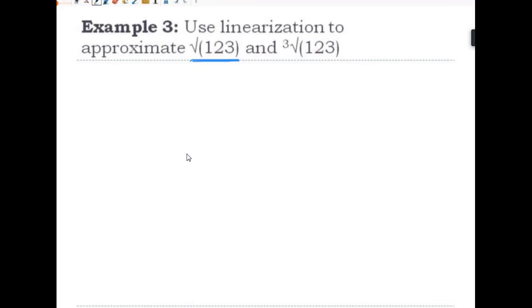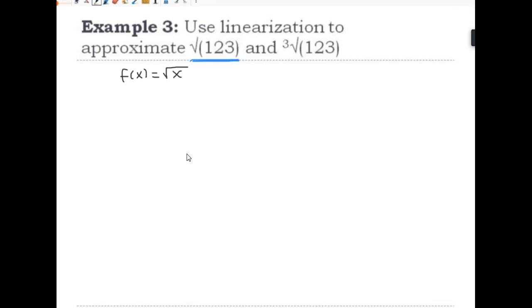So if I'm trying to approximate the square root of 123, that tells me that my f of x is the square root of x. If f of x is the square root of x, and I'm trying to approximate 123, I need a value of x that I could find easily near 123. So I need an a value to plug in so that I can find f of a and f prime of a easily with a square root. What do you think, Maddie?